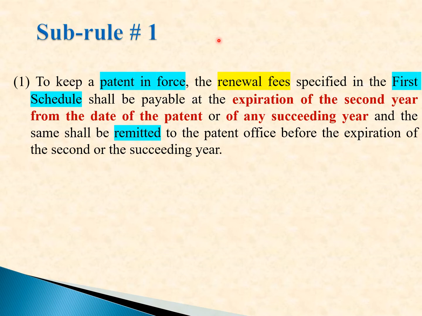So to keep a patent functioning, the renewal fees as per the first schedule must be paid. That means it is payable at the expiration of the second year from the date of the patent. One condition is the expiration of the second year from the date of the patent. Date of the patent means date of the grant of the patent. Fine. Or, that means either-or condition. The second condition is of any succeeding year. That means the succeeding years are also allowed.